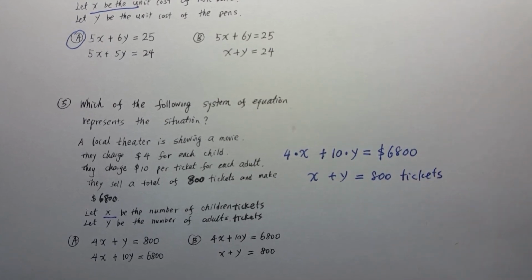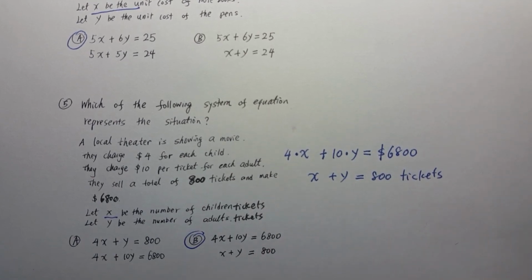So now we're going to compare and see. So only choice B is the answer. So now you're ready to go to do the lesson summary and 4 multiple choice questions.